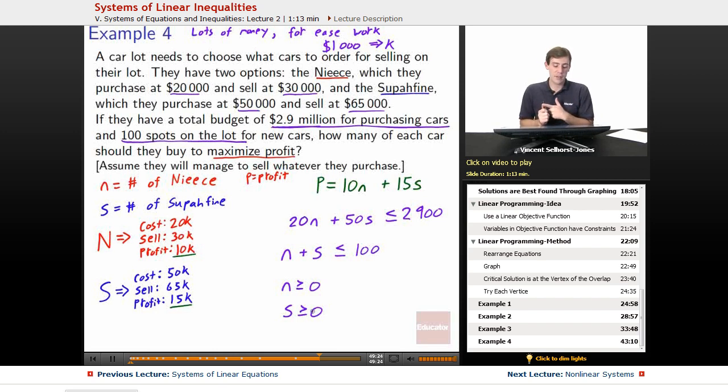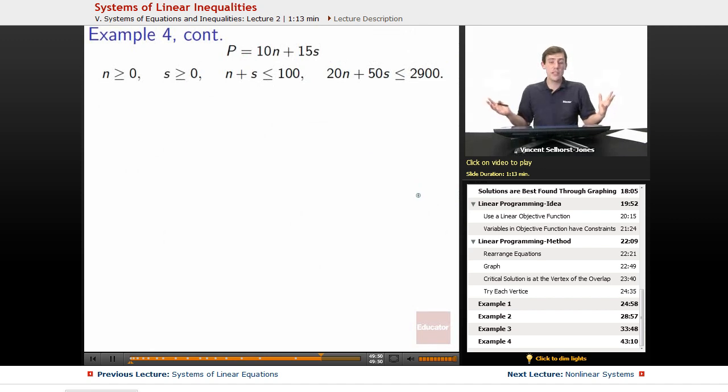The amount of money they have to spend, 20n plus 50s, has to be less than or equal to 2,900. n plus s has to be less than or equal to 100, right, the number of spots on the lot, and the fact that they can't buy negative cars: n has to be greater than or equal to 0, s has to be greater than or equal to 0. And our objective function that we're trying to maximize, because we want to maximize our profit, is p equals 10n plus 15s. So we want to maximize p. All right, so at this point, we bring to bear the power of linear programming.